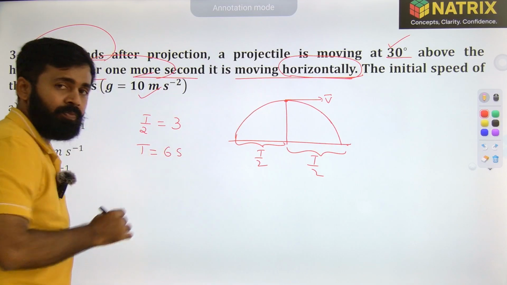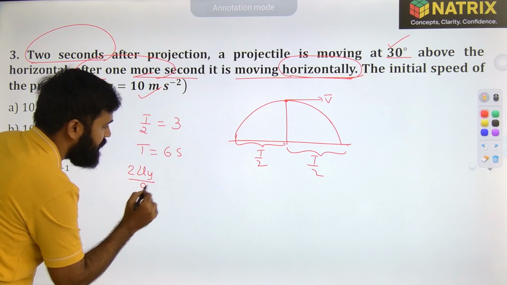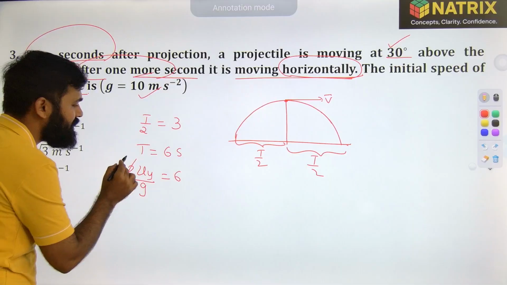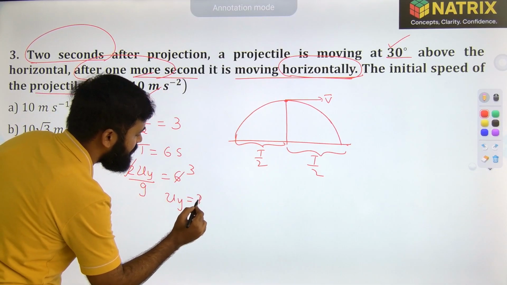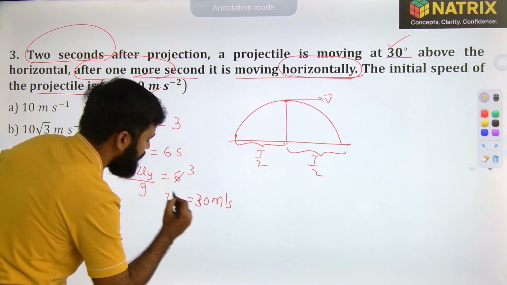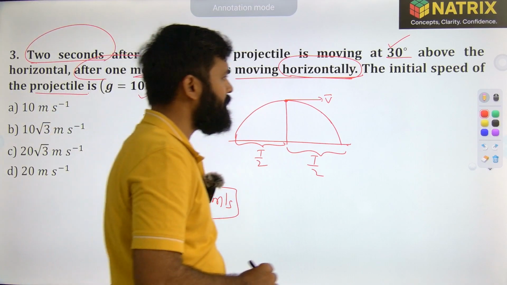You know the formula for time period. It is 2 uy by g is 6. 2 uy by 10 equals 6. So, uy you will get as 30. You got uy as 30 meter per second.